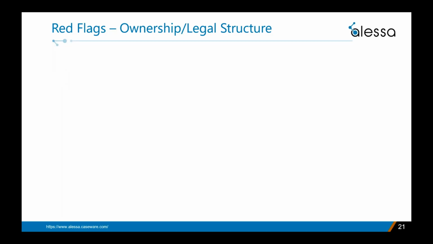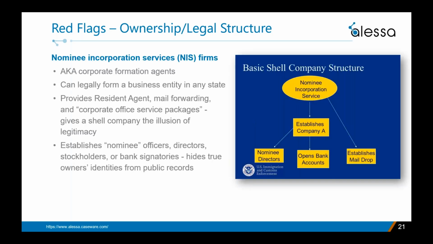Now I want to take a moment to talk about two particular red flags to be alert for when you're performing customer due diligence on a legal entity. And these do fall under the umbrella of ownership and legal structure. The first one relates to the use of what we call nominee incorporation services, or NIS firms. Sometimes we call these corporate formation agents. These exist throughout the US and around the world. And while they do serve a legitimate business purpose, they are often used to create shell companies, making them appear legitimate and hiding their true owners.